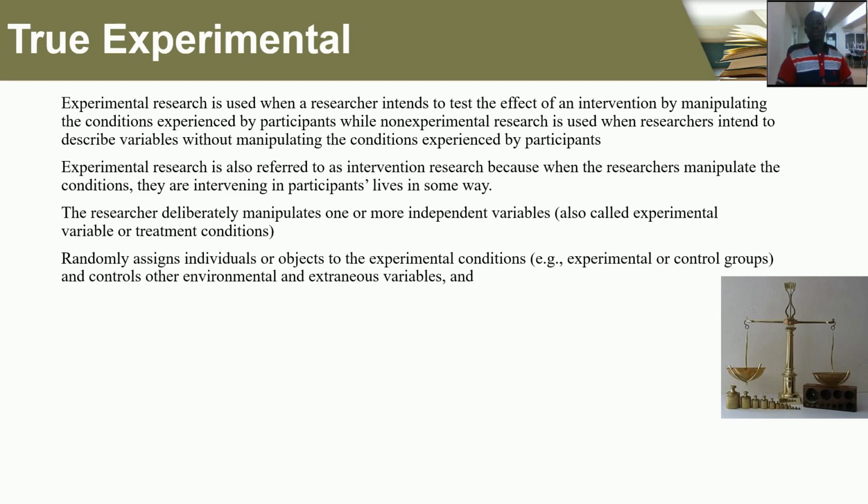Here, we may do so by randomly assigning the individual or object to the experimental condition. So here we have the experimental group and the control group, and we control other environmental and exogenous variables.